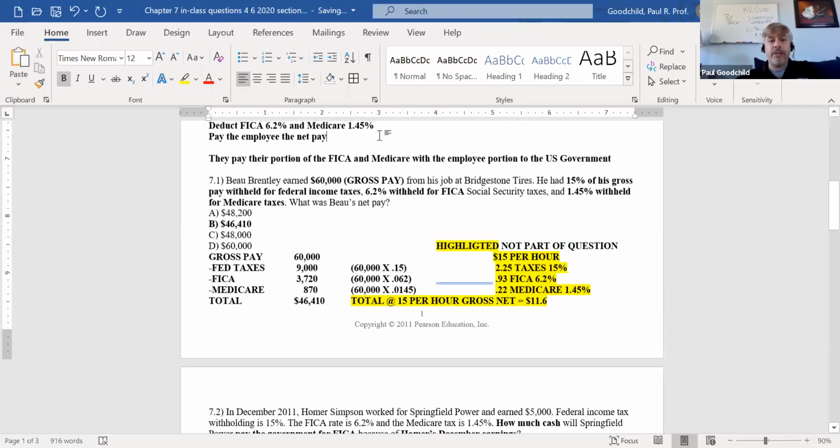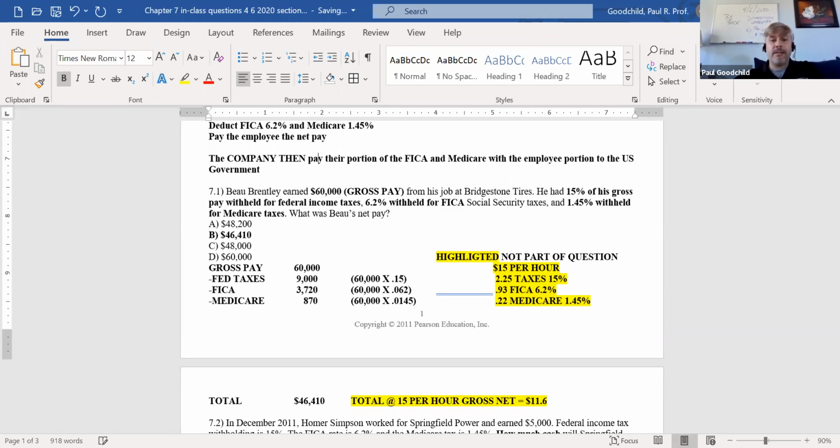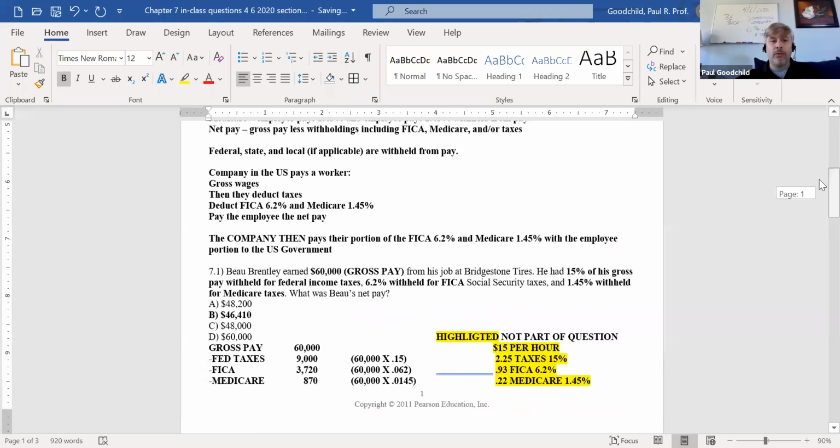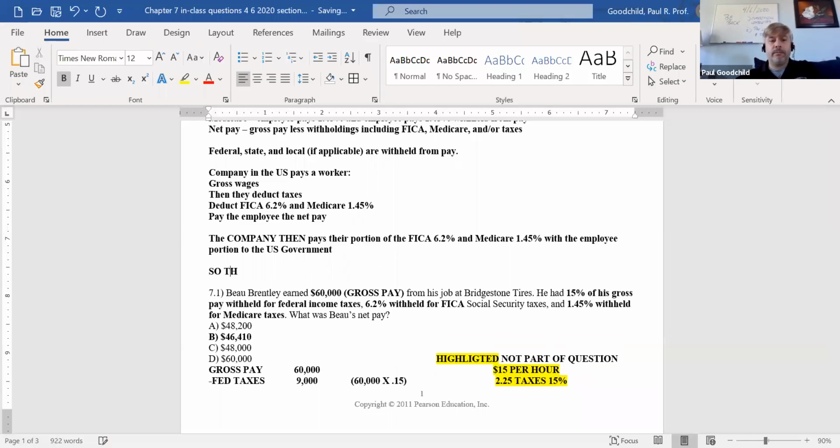But in addition to that, the company then pays their portion of FICA and Medicare, so they match it, FICA and Medicare, to the US government. And their FICA for wages is 6.2%, and Medicare is 1.45%. So in total, the government receives 12.4% of pay for FICA and 2.9% for Medicare.